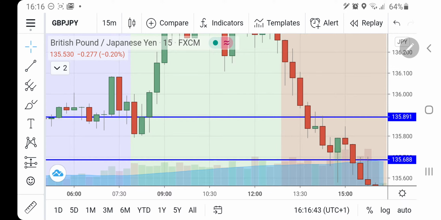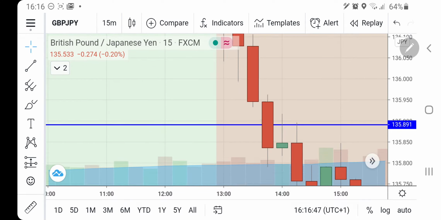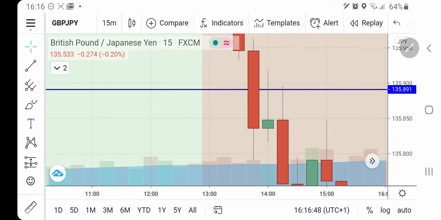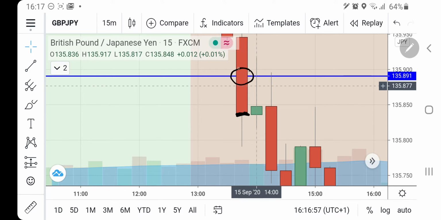So let's read the candles to see what's going on. This candle closes below support, okay? Closes in here, support is here, so direction is down. This bullish candle goes up, tries to go up, but it couldn't. It rejected the resistance again.